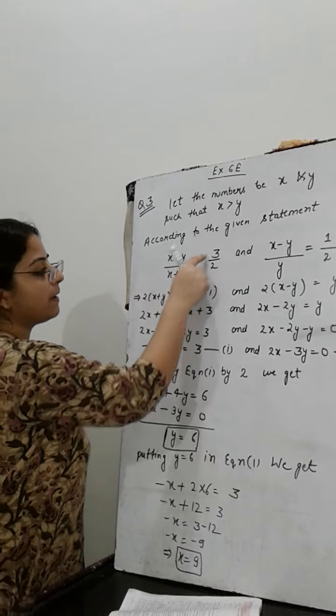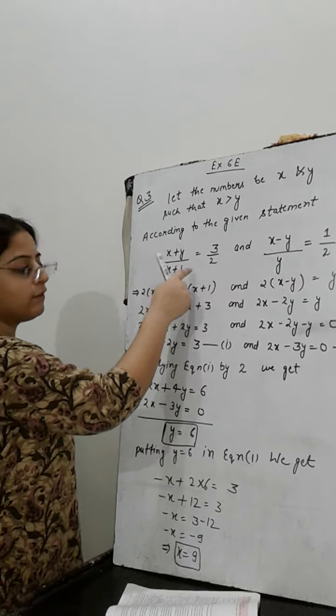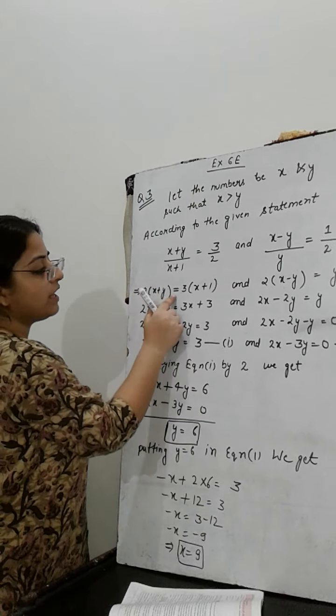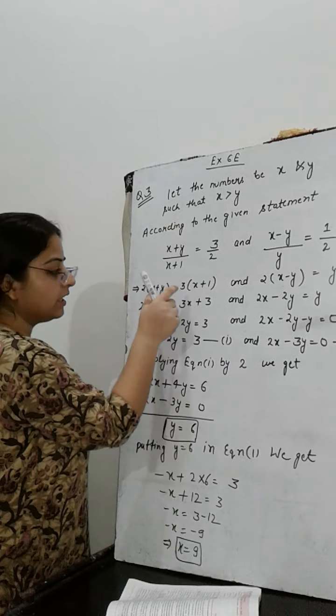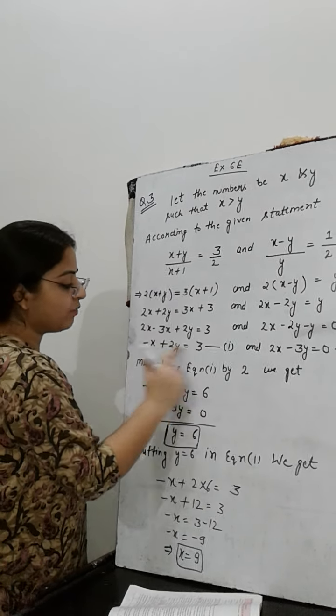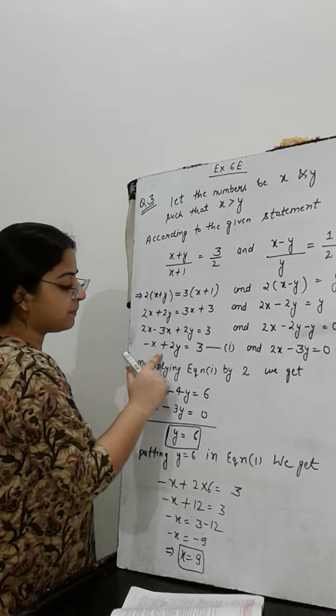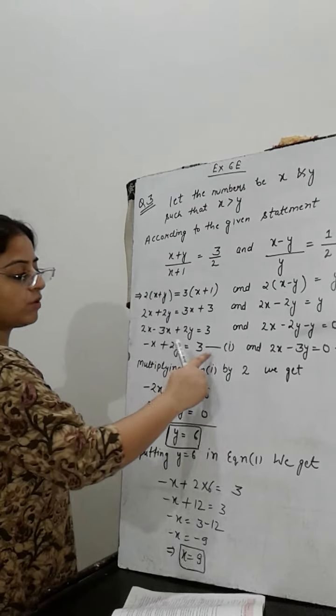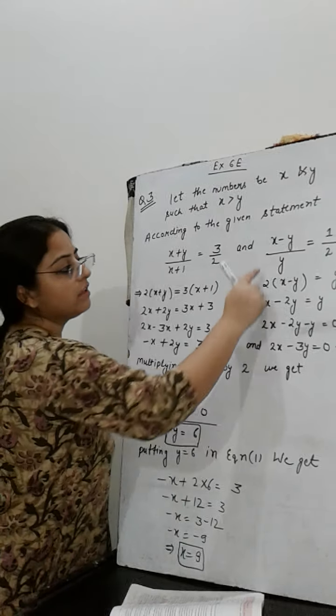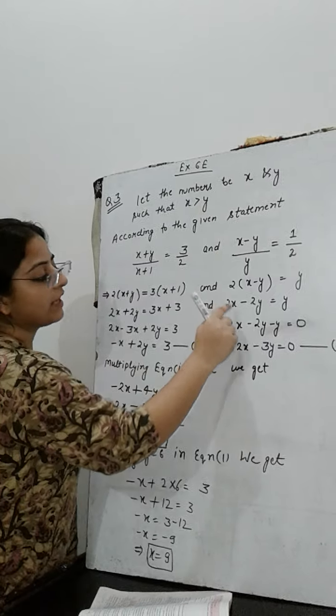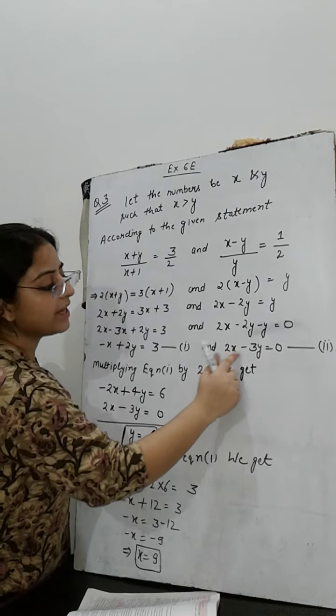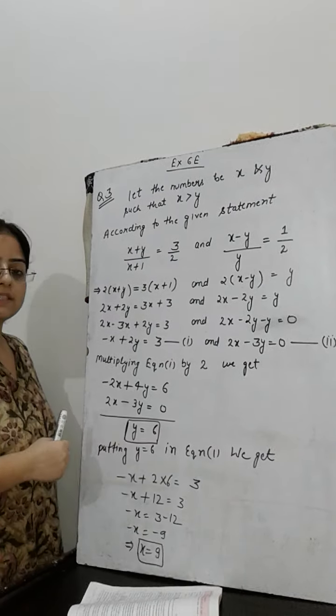On simplifying this part, on cross multiplying, we will get 2 into x plus y equals to 3 into x plus 1. इसको सॉल्व करेंगे, यहाँ से पहली इक्वेशन आएगी माइनस x प्लस 2y इक्वल टू 3. दिस इज इक्वेशन नंबर फर्स्ट. ऑन cross multiplying this, we will get another equation 2x minus 3y equals to 0.